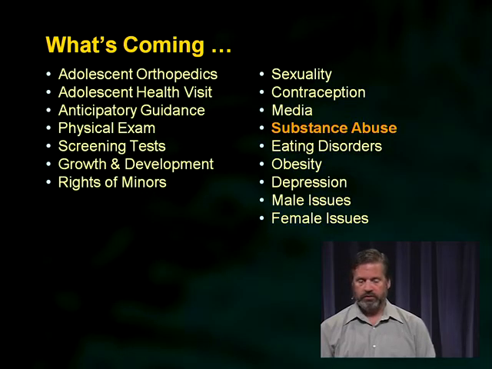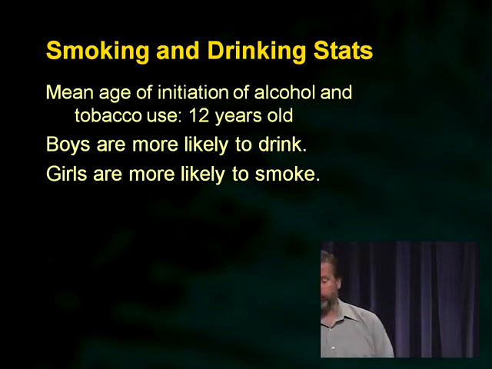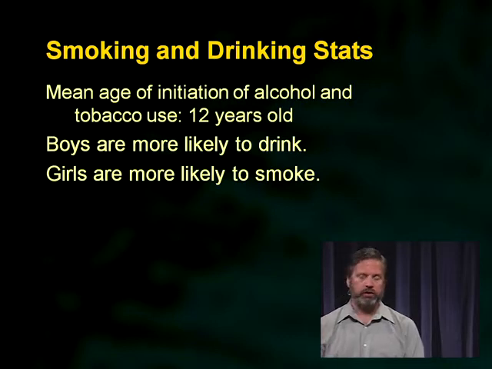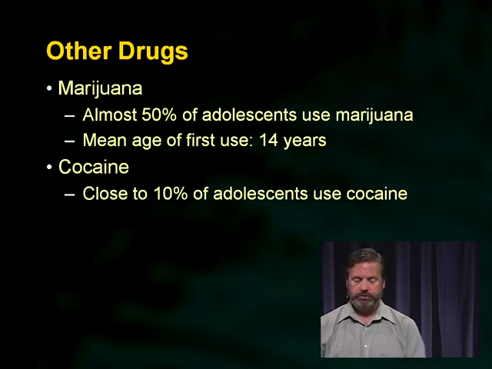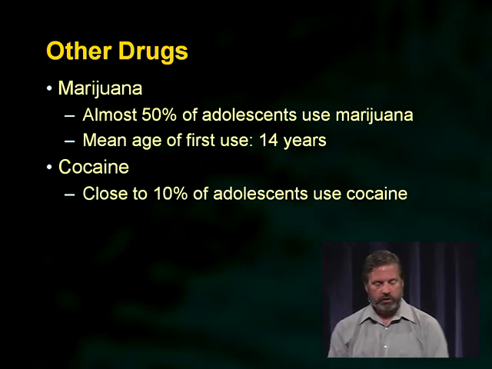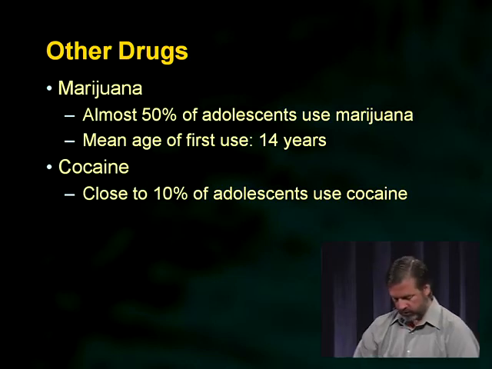All right, substance abuse. Smoking and drinking problems. Mean initiation of alcohol and tobacco use is 12 years old. Boys are more likely to drink. Girls are more likely to smoke. But there are other drugs out there too. 50% of adolescents report marijuana use. Mean age at first use is 14 years. And 10% of adolescents report cocaine use.